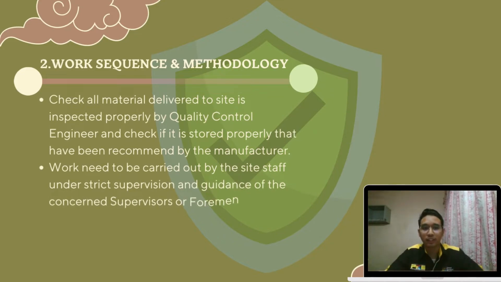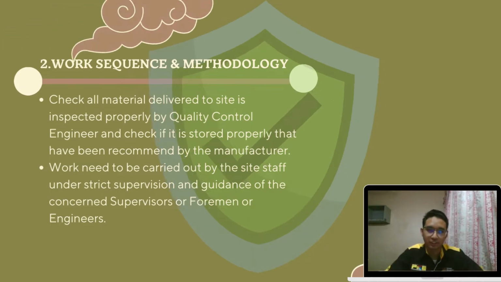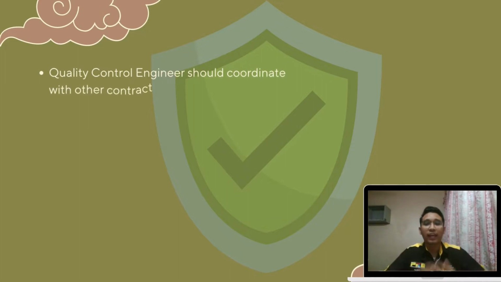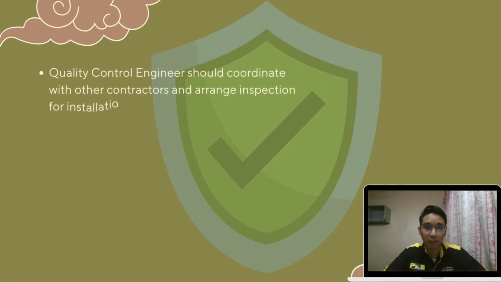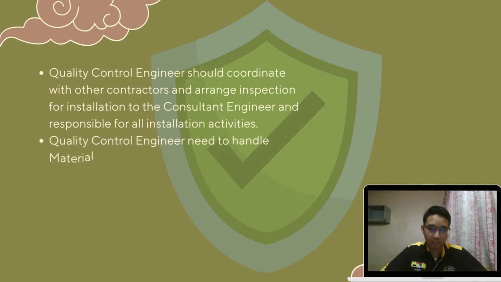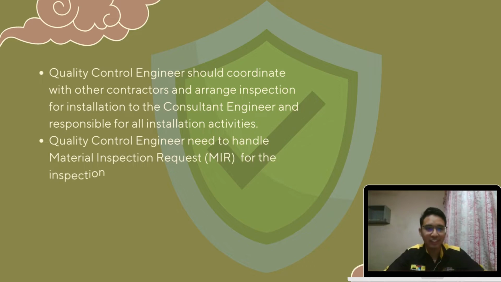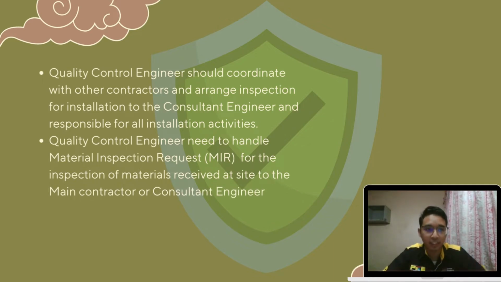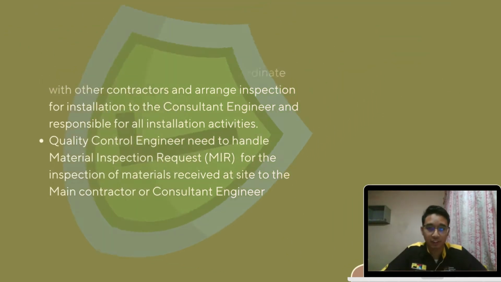Second, the work needs to be carried out by the site staff under the strict supervision and guidance of the concerned supervisor, foreman and engineer. Then, the quality control engineer should coordinate with other contractors and arrange an inspection for the installation of switchgear by the consultant engineer. The quality control engineer is responsible for all installation activities. Also, the quality control engineer needs to handle a material inspection request, which is MIR, for the inspection of the material that has been received at the site, to the main contractor and consultant engineers.